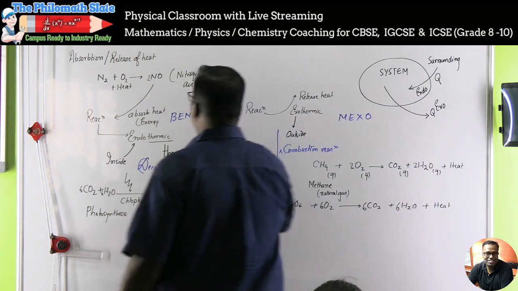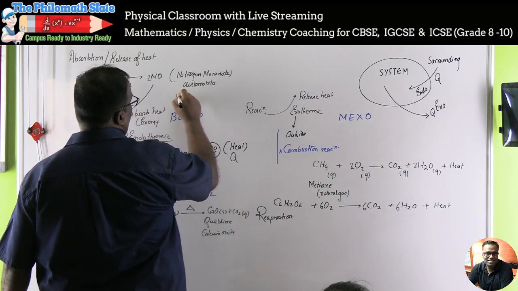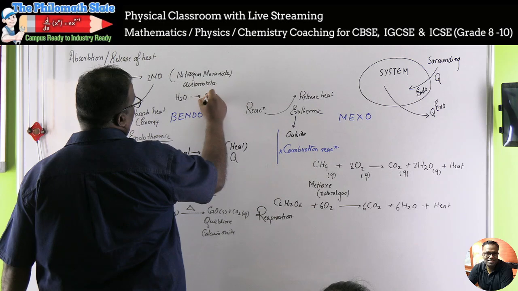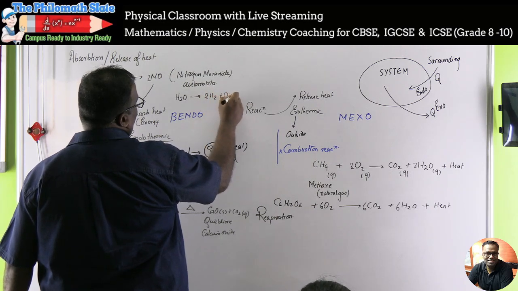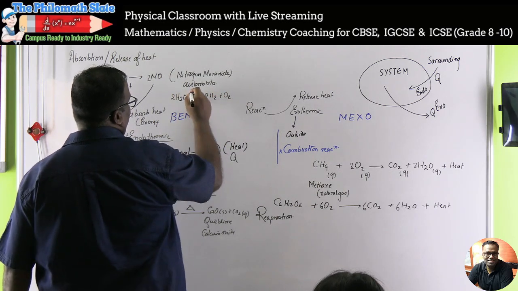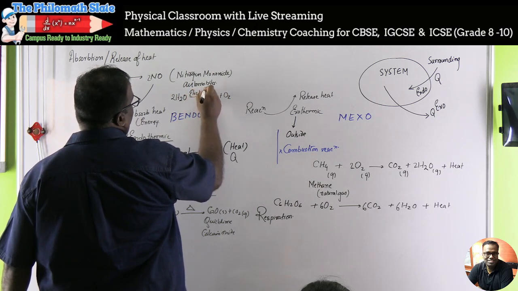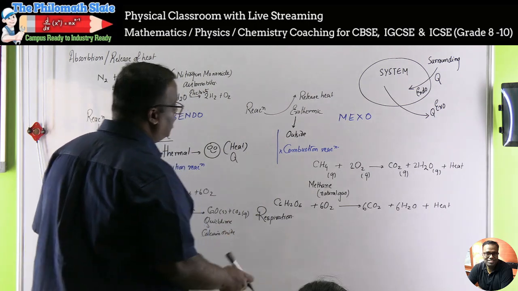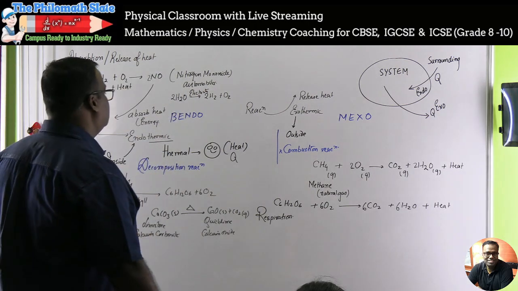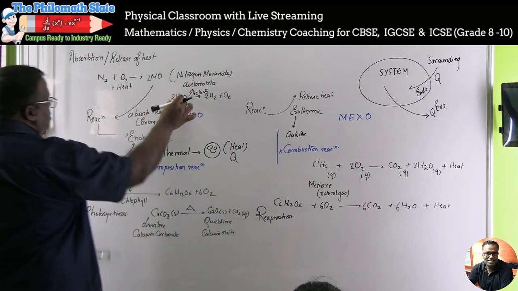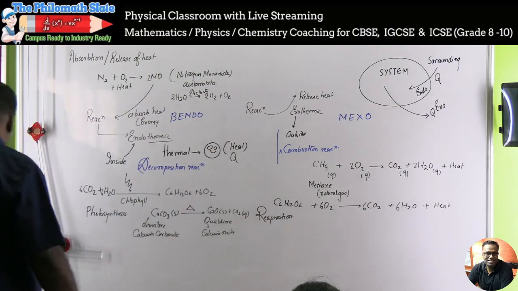Electrolysis of water can also be given. H2O will give you 2H2 plus O2, 2H2O. This also needs energy in the form of electricity. This is known as electrolysis of water, endothermic. Breaking of bonds, endo.